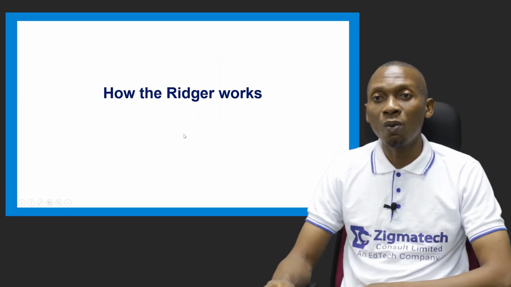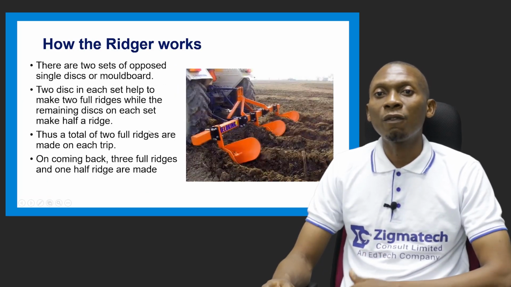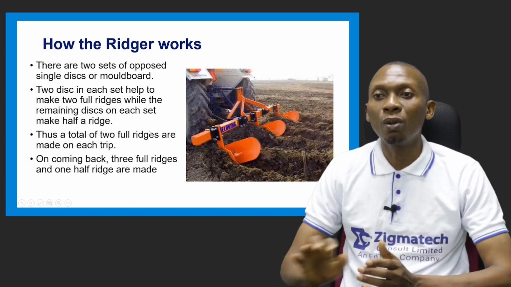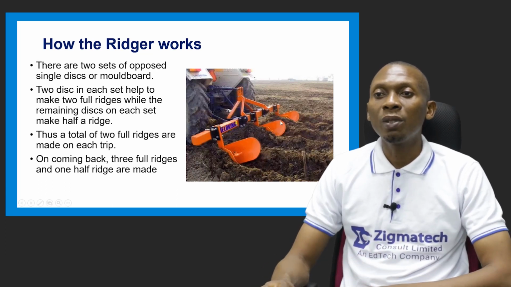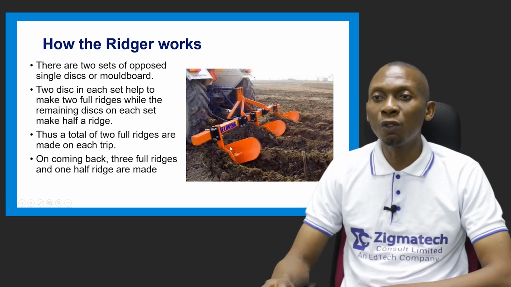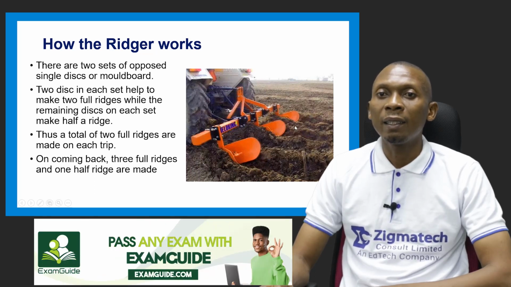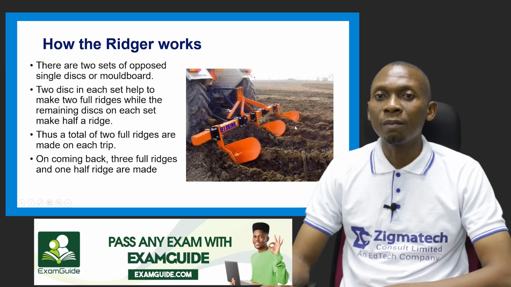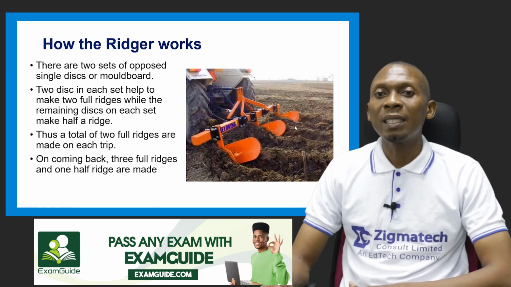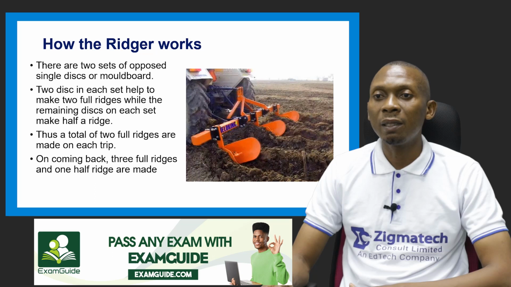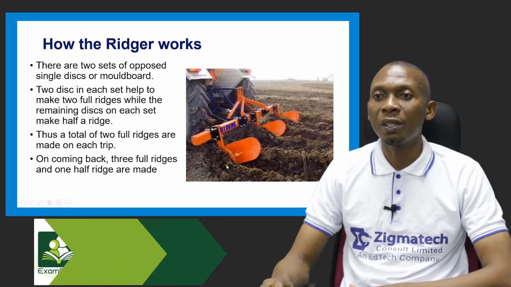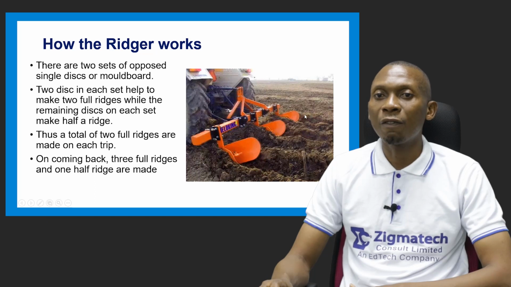So how does the ridger work? They said there are two sets of opposed single disc or moldboard. The two discs in each set help to make two full ridges. So you can see the two full ridges made by each two discs in each set, while the remaining disc on each set makes a half ridge. You can see the remaining disc here making a half ridge, same as this other side making a half ridge.